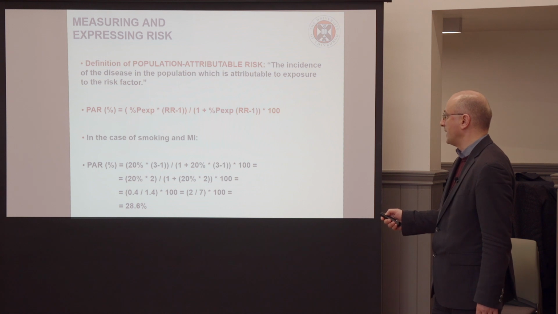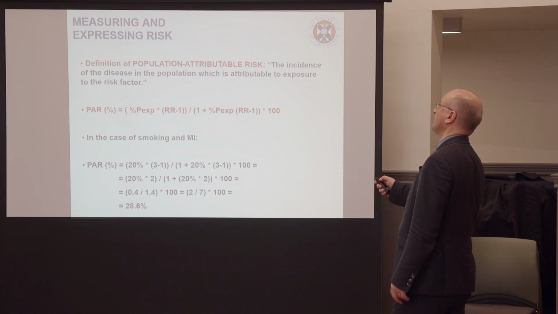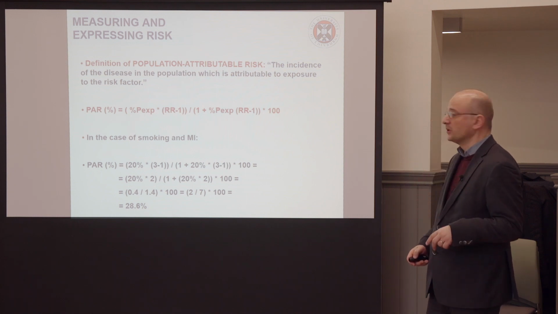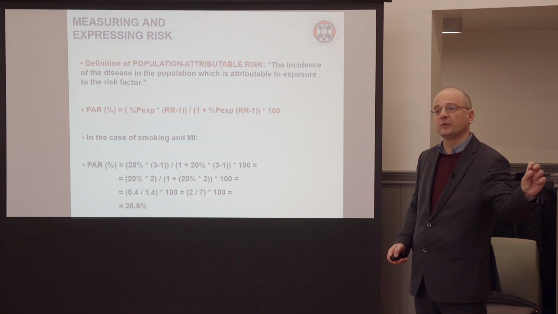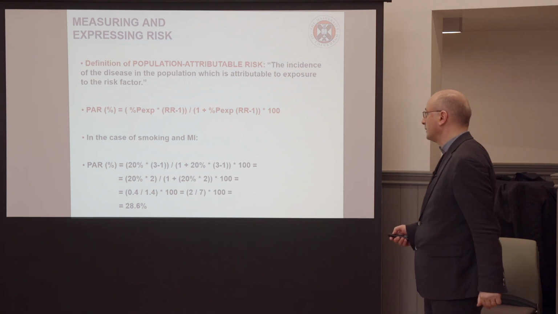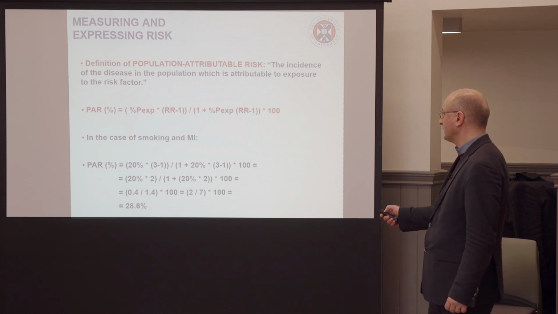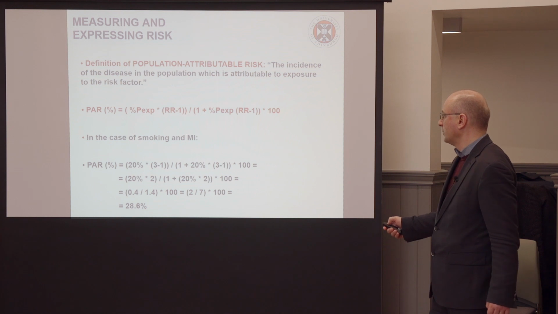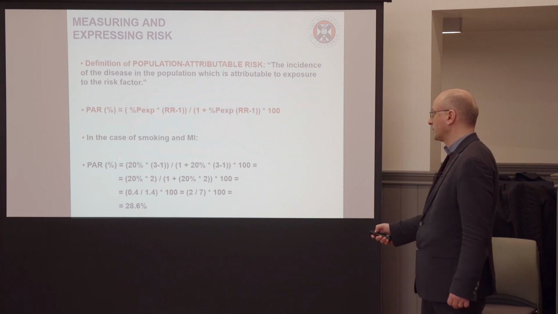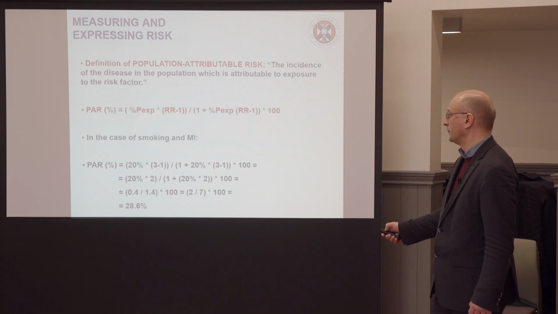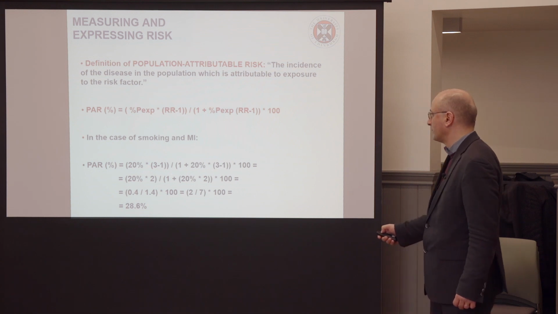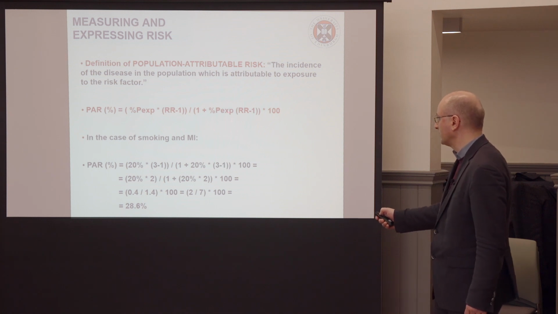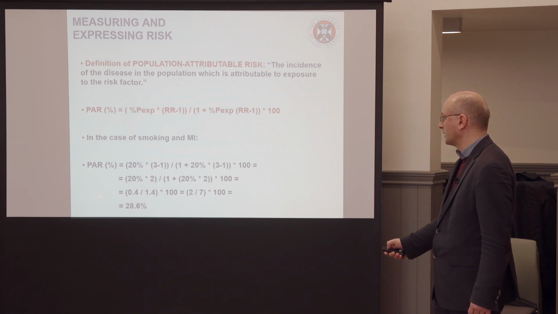So now when you know this, definition of population attributable risk is really the incidence of the disease in the population, which is attributable to exposure to the particular risk factor, and you take away that risk factor and you lose that portion of the incidence. This is how you calculate it, and in the example of smoking and myocardial infarction, this is what the numbers would be. You would be subtracting 1 from relative risk, and this is the proportion of exposed, and this is basically how you work it out.